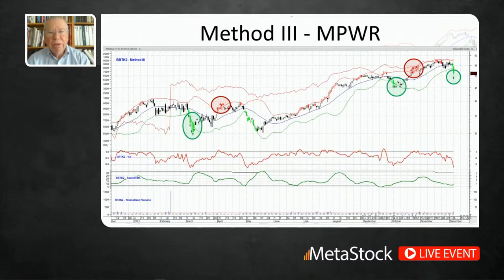So here's another example of method 3. On the left-hand side, you see a group of buy signals at the bottom, and then you get a nice little rally to the upper band where you get a group of sell signals, and the same sort of setup on the right-hand side of the chart. I especially like the last signal, which proved very prescient toward the powerful two-day rally that we've seen recently. So these charts are just a couple days old.